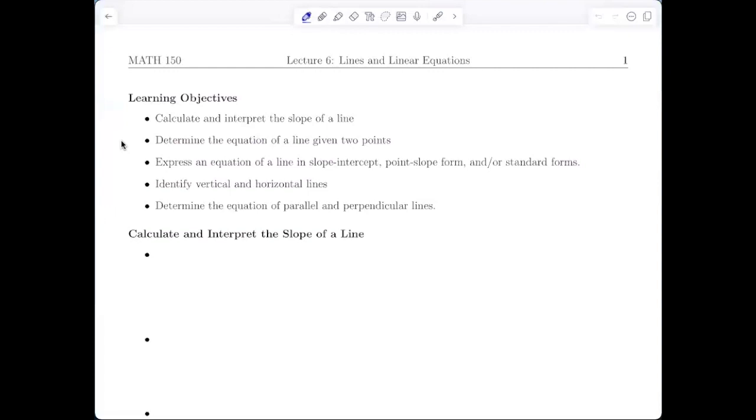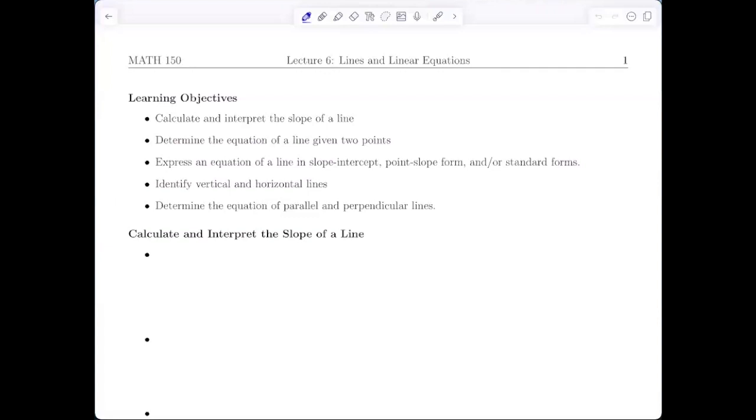We will write down the equation of vertical and horizontal lines, and we will determine the equation of parallel and perpendicular lines. Okay, so that's what we want to cover in this lecture. There's a lot to cover. Can you let me know how many of you have seen these materials before? So a lot of you. Okay, good. So let me write down the equation of a slope given 2 points.